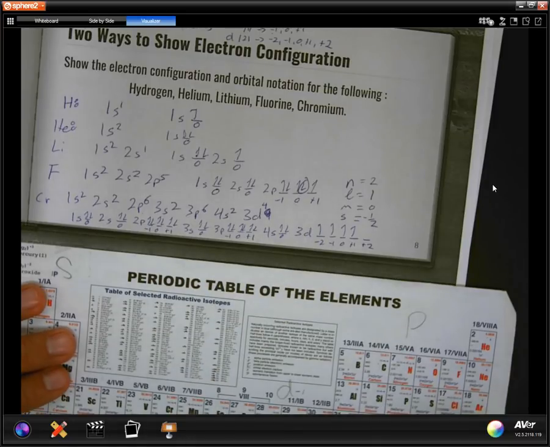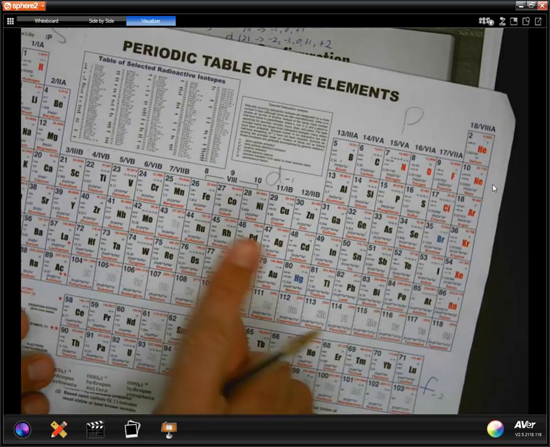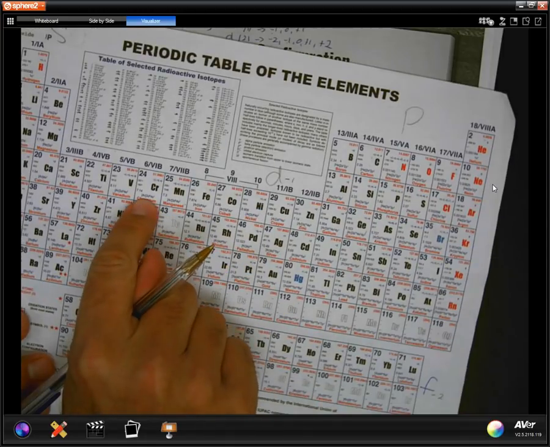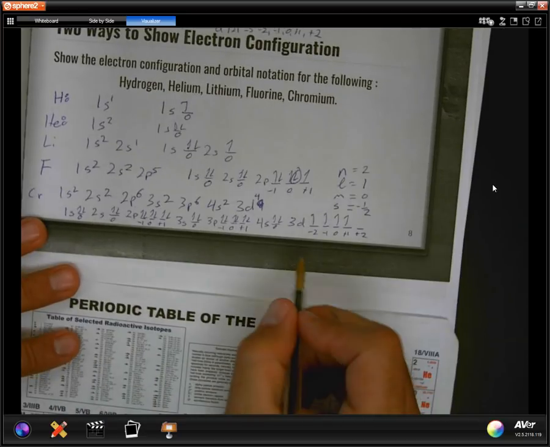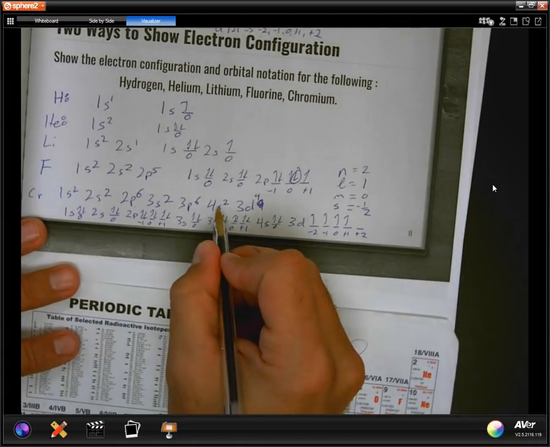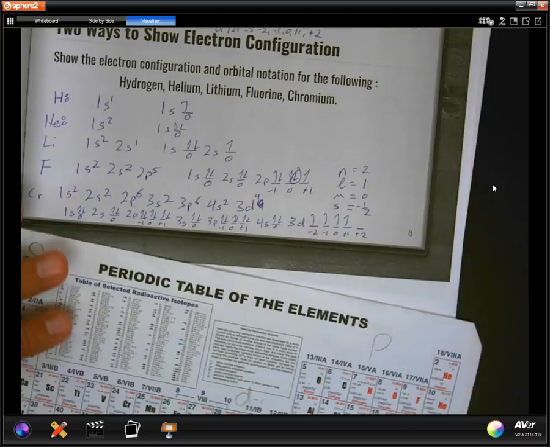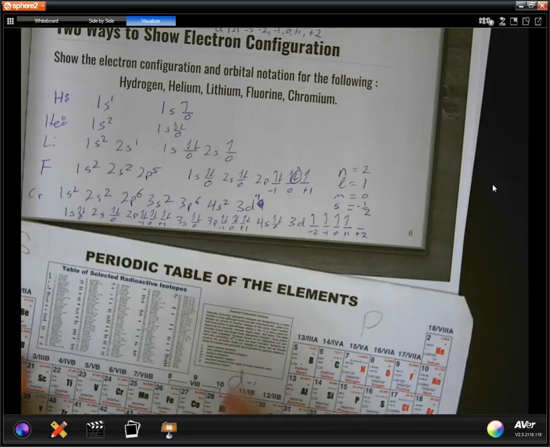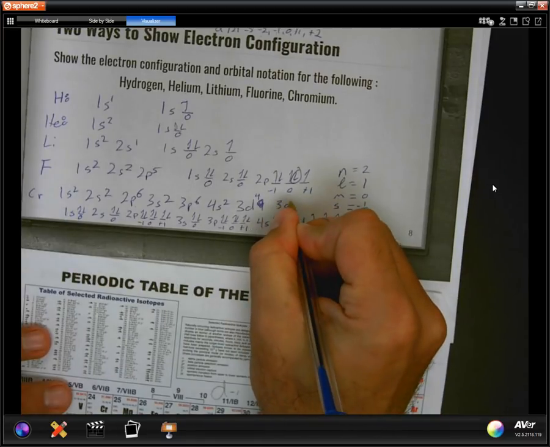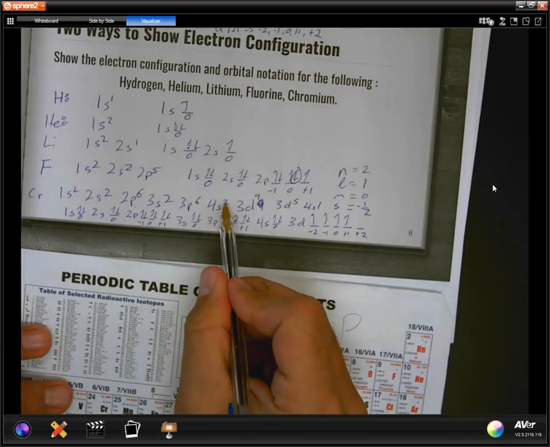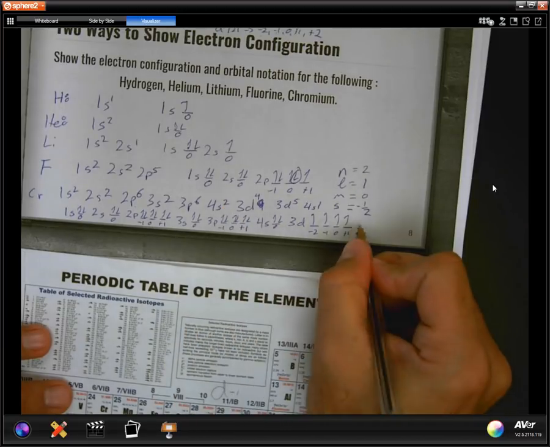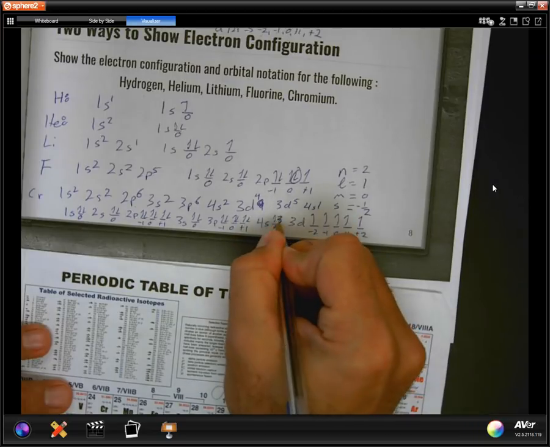And you might ask, how do I know when there's exceptions to the rules? Well, I already gave you the answer. You just got to be aware that every now and then there's an exception to the rule. And this kind of makes sense. Why does chromium, instead of being called 4s2 3d4, why does my periodic table say he wants to be called 3d5 4s1? Why does this 4s electron seem to jump ship over here?